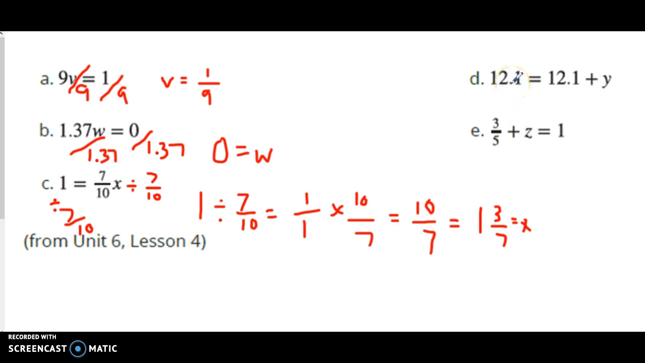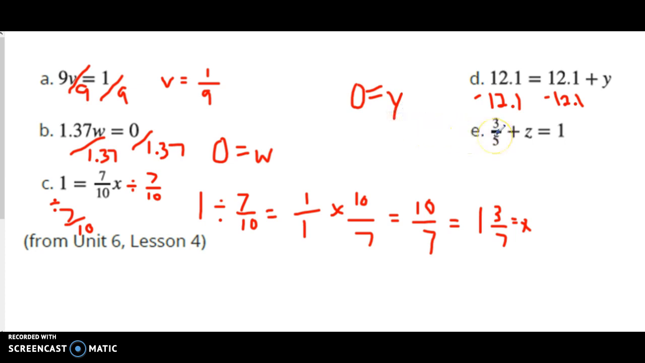Okay, let's go up here, D. This time I have addition. The opposite of addition is subtraction. I know that I can add in any order. I can go 12.1 plus y, or I can go y plus 12.1. It doesn't matter. I'm going to subtract 12.1 from the right, which means I have to subtract 12.1 from the left. 12.1 minus 12.1 gives me 0. So D, I have 0 equals y.